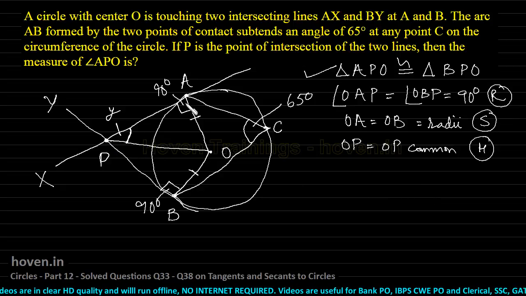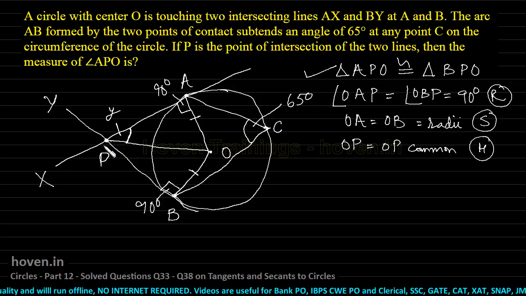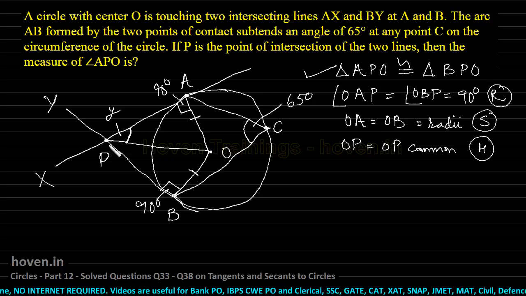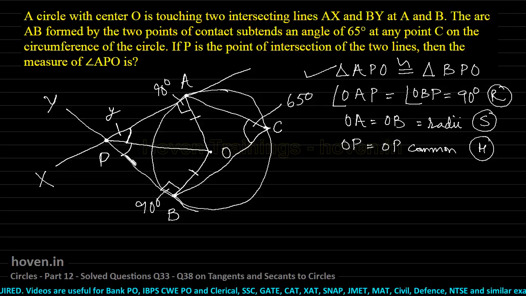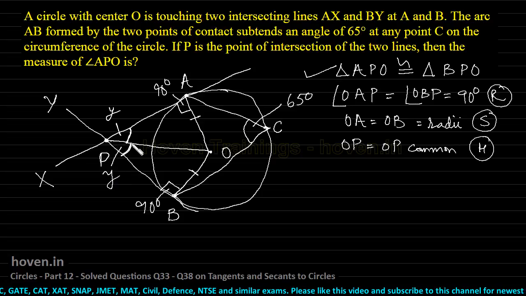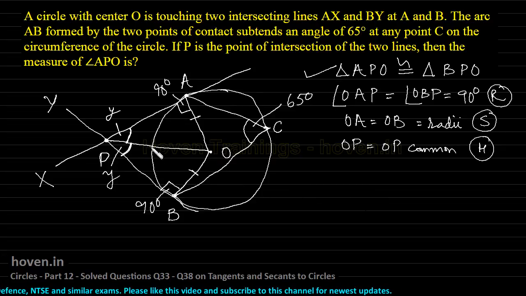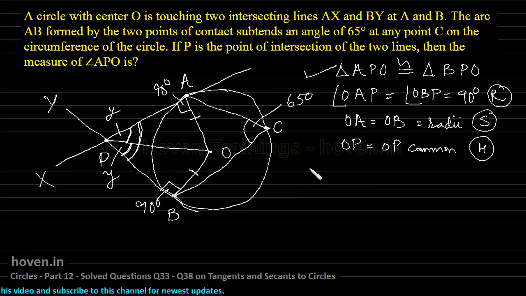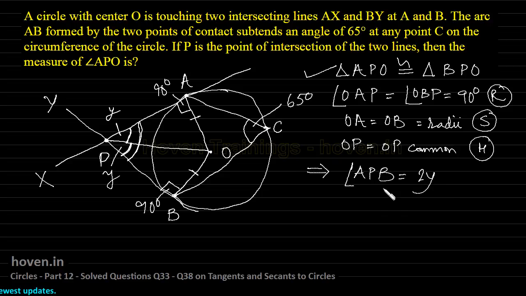If this triangle is congruent to the lower triangle, then their corresponding angles must be equal. So, if this is y, then this angle must also be y. So, what we can say is that this entire angle APB is equal to 2y.